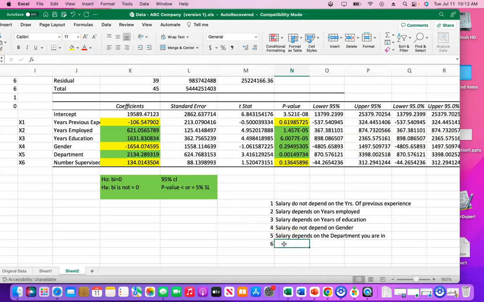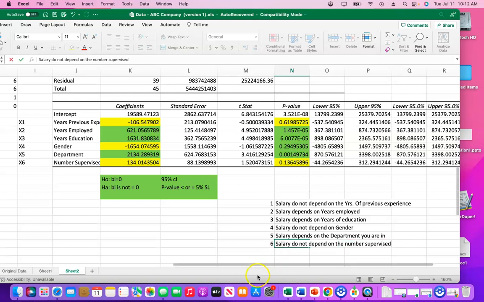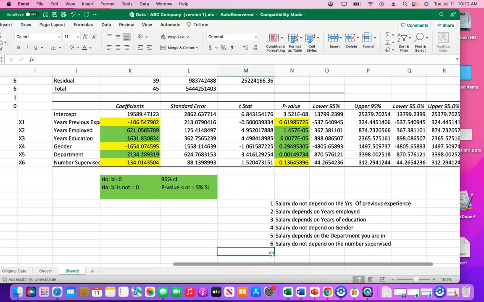And so I will say salary does not depend on the number supervised. So that is how we could actually interpret our data by using multiple linear regression. And so in this case, all we're going to do is write our regression equation to include variables that are only significant.